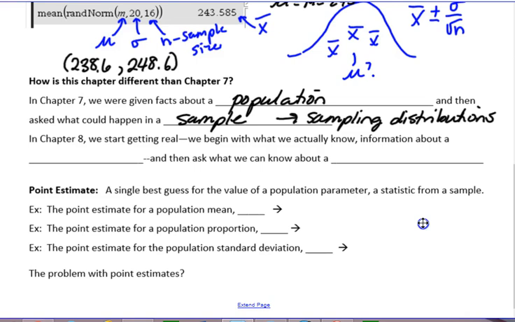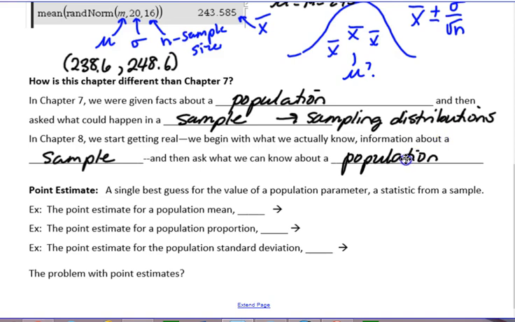But now in chapter 8 we are going to look more at the realistic application of statistics. That was the theoretical part. Now we say, what do we actually know? Well, we know information about a sample. And then based on that sample, we ask, what can we figure out about the population? This is known as inference, and this is what we're going to be doing the rest of the course: inference.